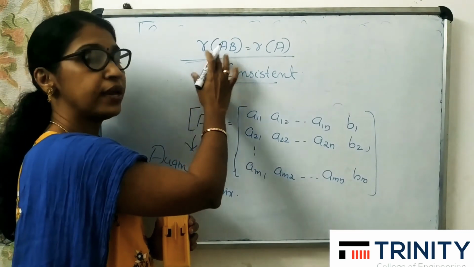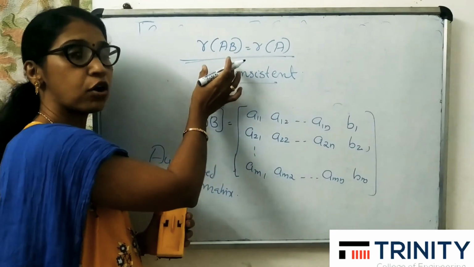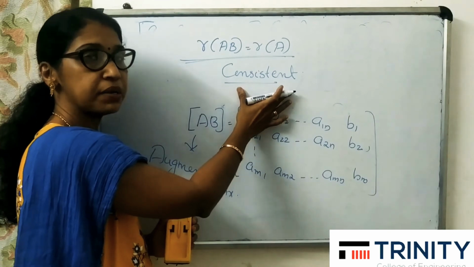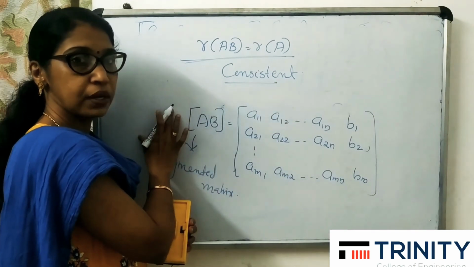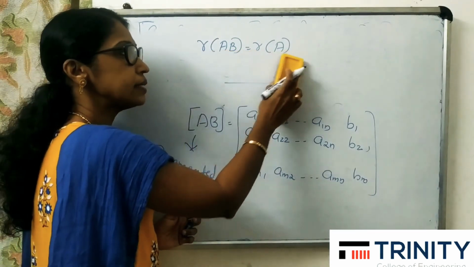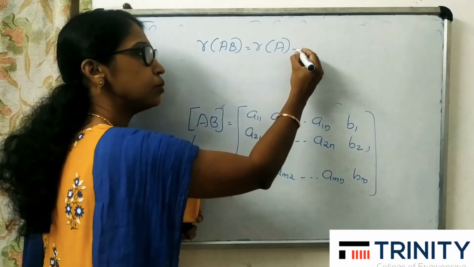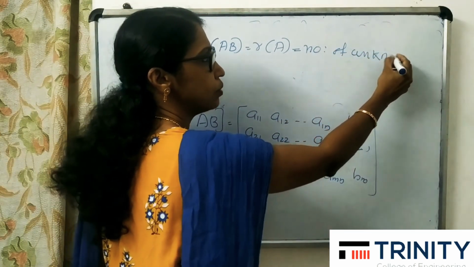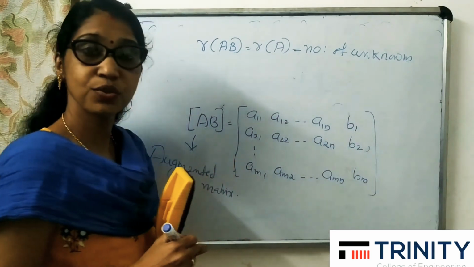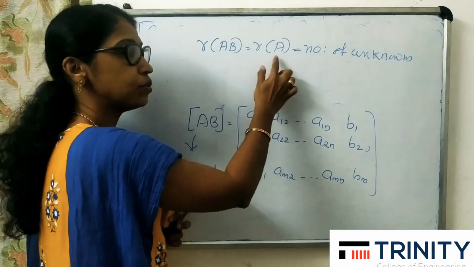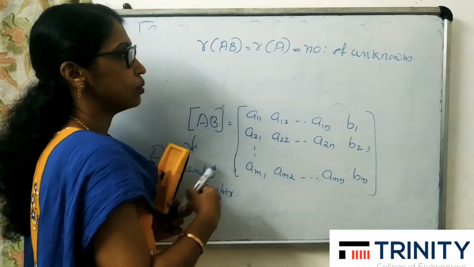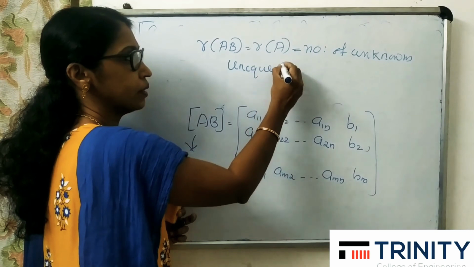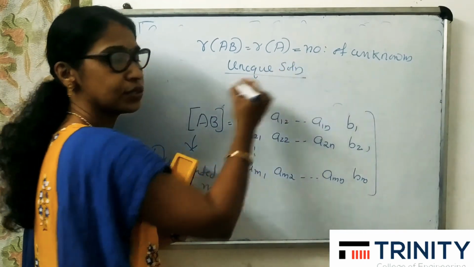So, if the rank of AB is equal to the rank of A, that is, the rank of the augmented matrix is equal to the rank of the coefficient matrix, then the system is always consistent. That means the system will always have a solution. Now, if the rank of AB is equal to the rank of A, which is equal to the number of unknowns, x1, x2, etc. xn, then the system is consistent and will have a unique solution.